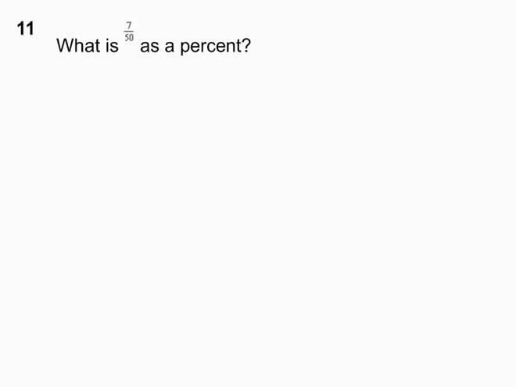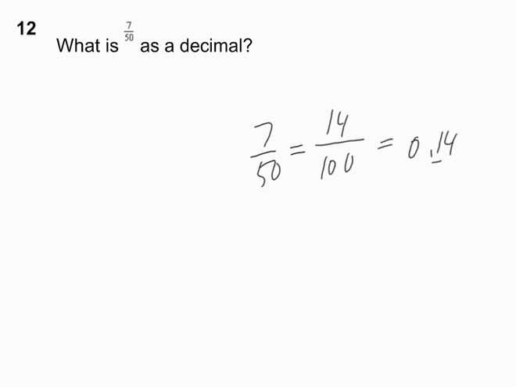What is 7/50 as a percent? This came from the grade 7 textbook. 7 out of 50 is equal to 14 out of 100, which is equal to 14%. What is 7/50 as a decimal? Well, 7/50, I can't read a fraction and write it as a decimal unless it has a base 10 denominator, 10, 100, or 1,000. I can create the equivalent fraction of 14/100ths, which is written as 14/100ths, tenths, hundredths, 14/100ths.